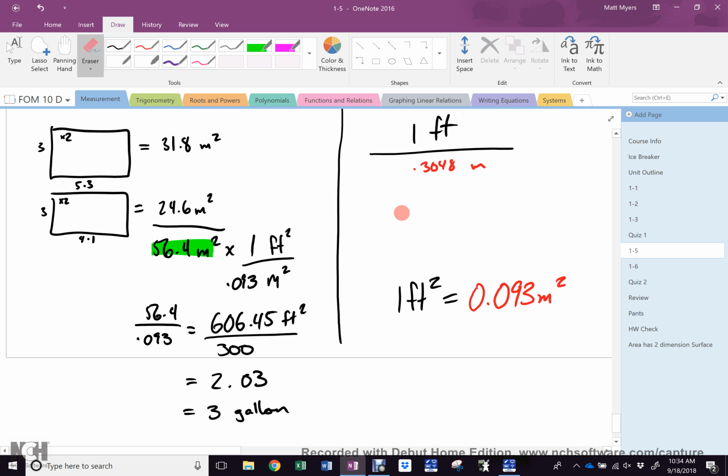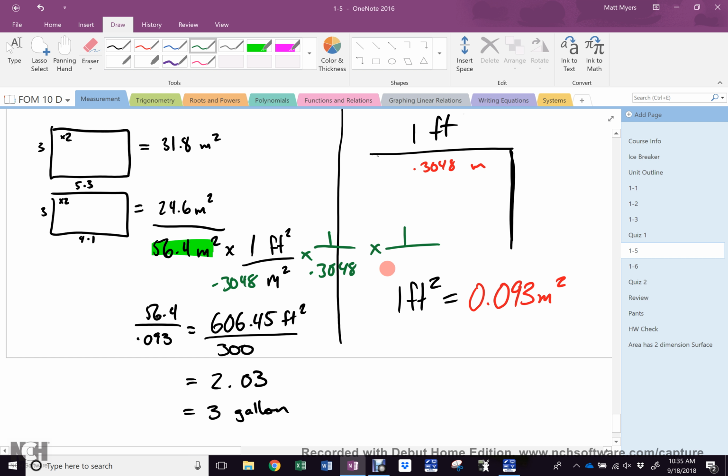This is how many dimensions? 1. So I would convert feet to meters once. But this is how many dimensions now? 2. So I would have to convert feet to meters twice. So I could have used 0.3048, but I would have had to do it twice to cover both dimensions. Everybody cool?